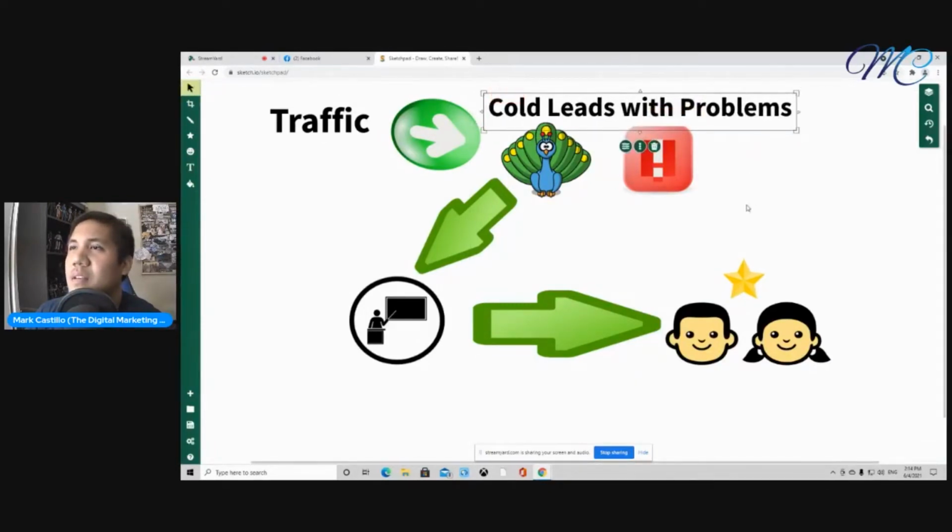Okay. And so these are cold leads with problems. You don't know what it is that they're searching for. So, how do you go about sifting and sorting through the leads on your list? We jump down right over here and we get over to this image. What does this image signify?